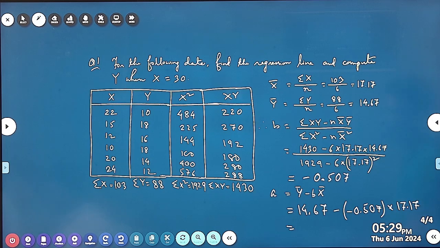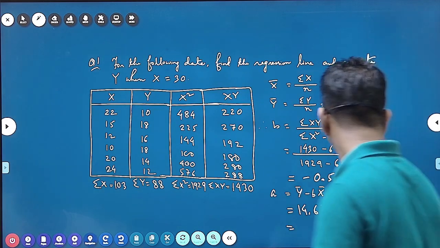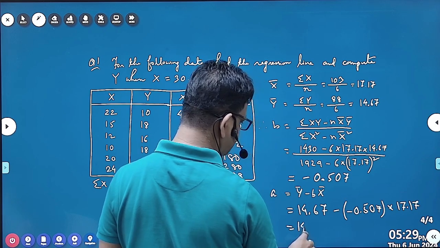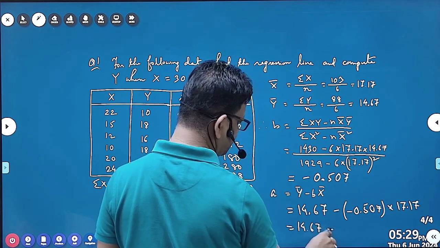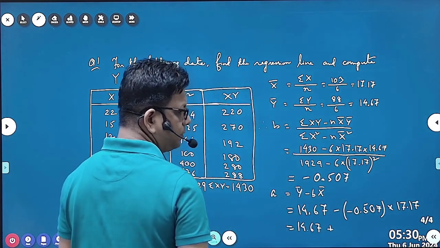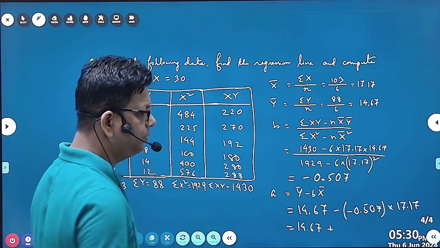Is it ready? So this will be minus minus plus. So it will be 14.67. So minus minus it will become plus. Did you multiply this? Have you multiplied these two?